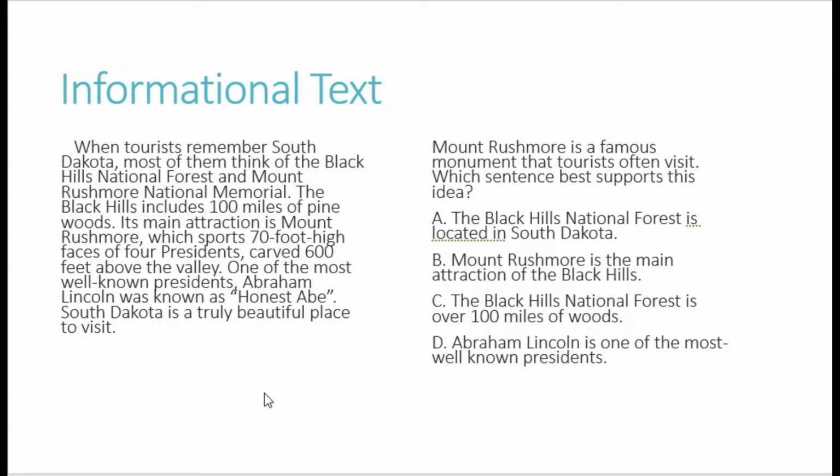Which sentence best supports this idea? A, the Black Hills National Forest is located in South Dakota. B, Mount Rushmore is the main attraction of the Black Hills. C, the Black Hills National Forest is over 100 miles of wood. Or D, Abraham Lincoln is one of the most well-known presidents.